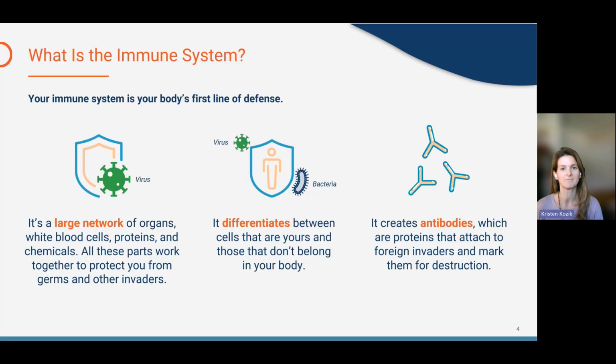So let's dive in. The immune system is the body's first line of defense. It really helps protect us from getting sick and it promotes healing when we are unwell or injured. It's a large network of organs, white blood cells. It also includes proteins and chemicals that work together to help protect us from germs and other invaders. It can also differentiate between what is part of our own body and what is not. And as you may have heard, it creates antibodies, which are proteins that attach to foreign invaders and then mark them to be destroyed.